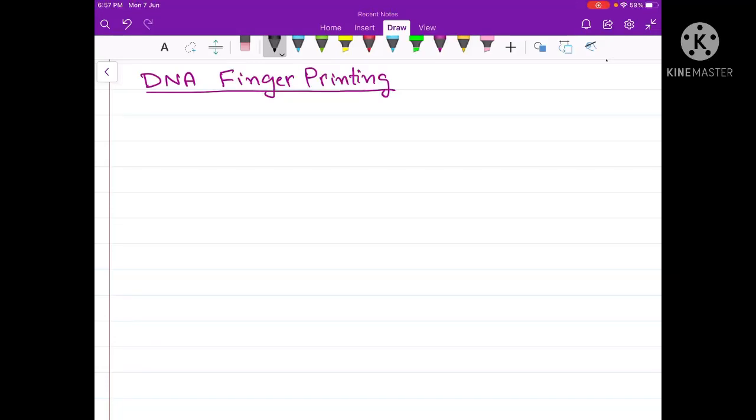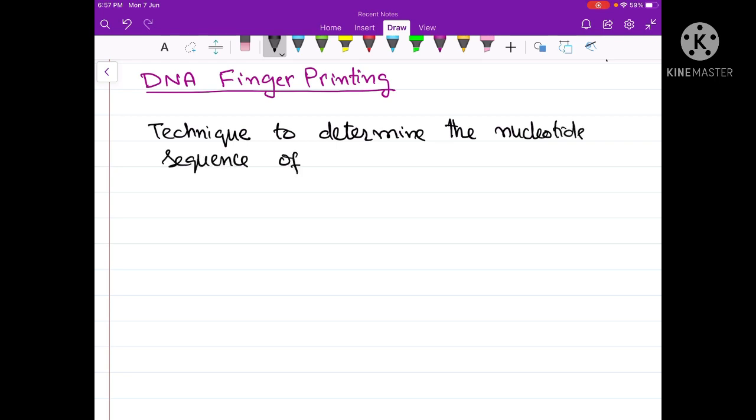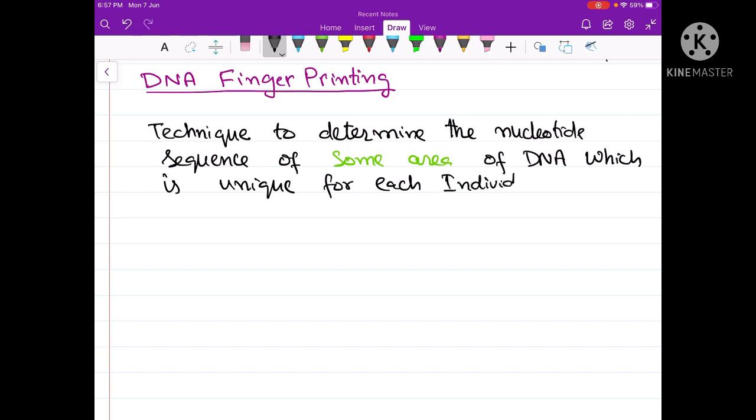In today's video, we'll talk about the DNA fingerprinting principle. So first of all, what is DNA fingerprinting? DNA fingerprinting is a technique to determine the nucleotide sequence of some area of DNA which is unique for each individual.